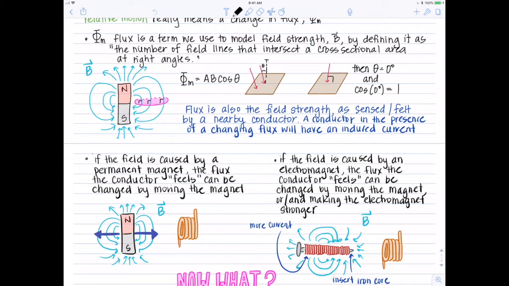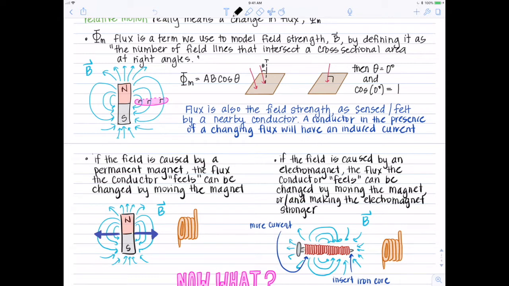So if the field is caused by a permanent magnet, then the flux the conductor feels can be changed by moving the magnet. Meaning, if you're the conductor, then if I move the magnet closer to you, you will feel the field more strongly. And if I move the magnet away from you, then you will feel the field recede or feel it become less strong. So that's one way that the flux can be changed, by moving the source of the field closer or further from the conductor.